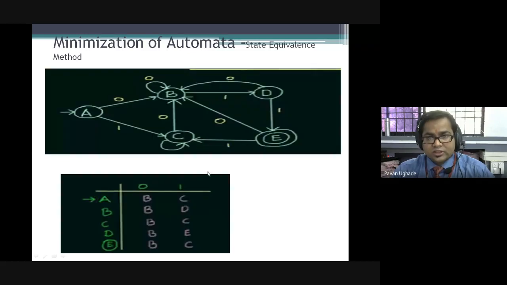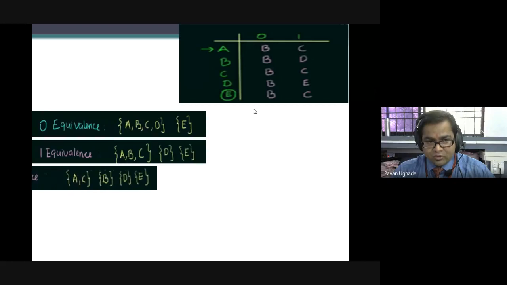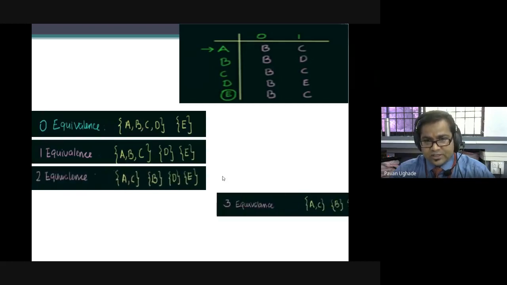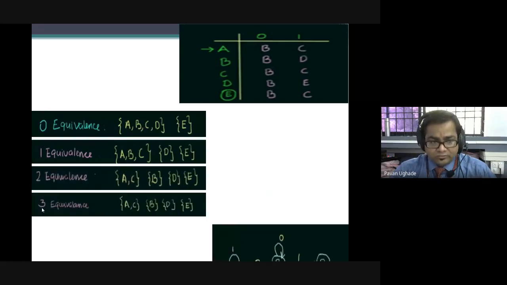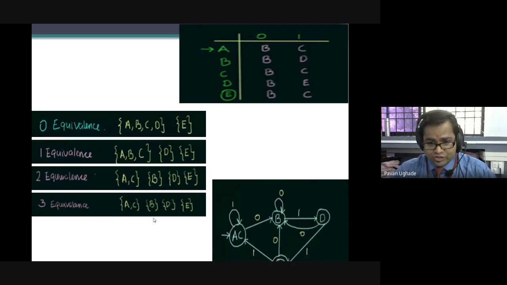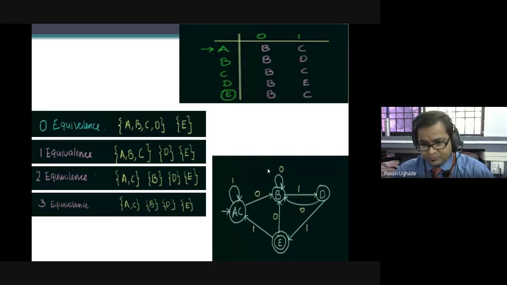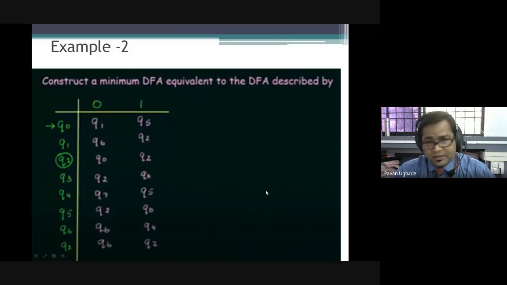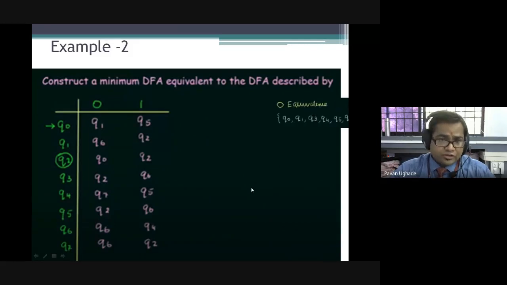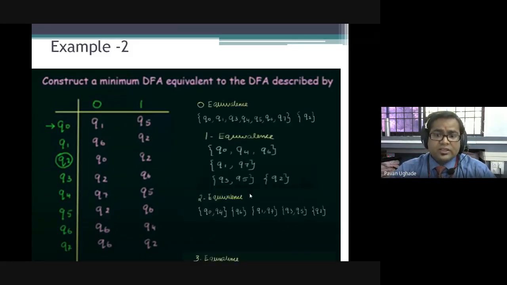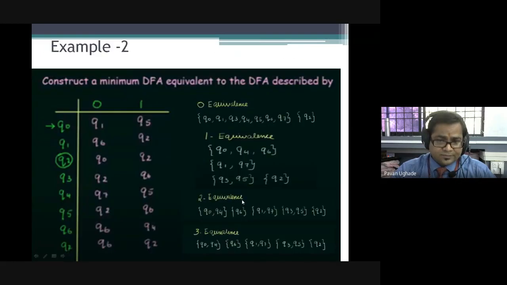So in this state equivalence method, we have solved two questions where I have said what is zero equivalence, one equivalence, two equivalence, and three equivalence, and till how many equivalences we are going to check. That's what we have discussed. Finally, we have got the automata, which is a minimized version of the mentioned automata. We have solved the second question also, where we found the three equivalent states. Okay, so I hope all of you understood the concept.